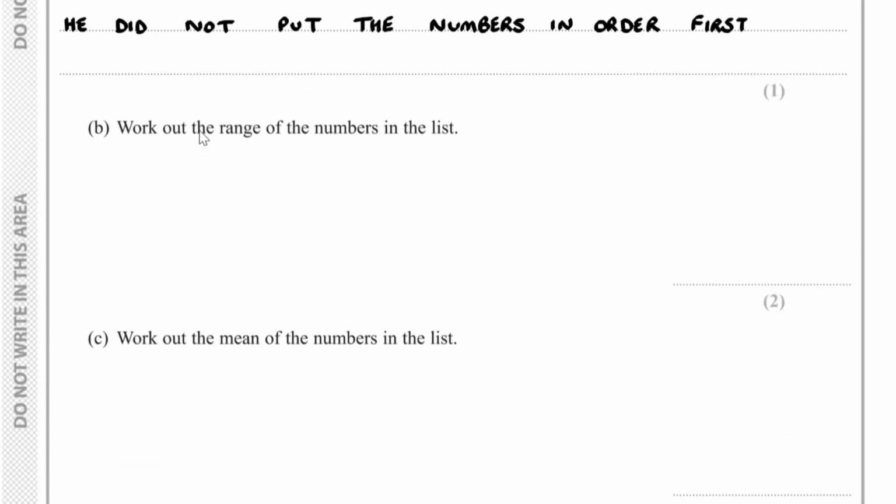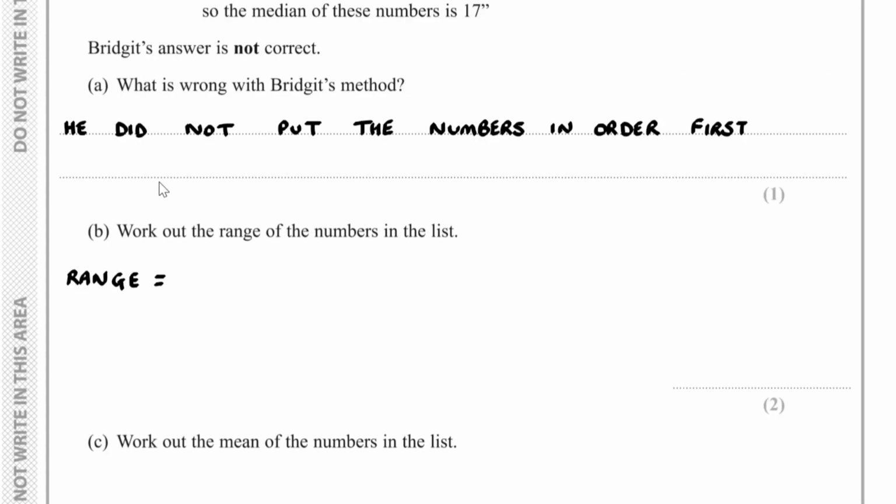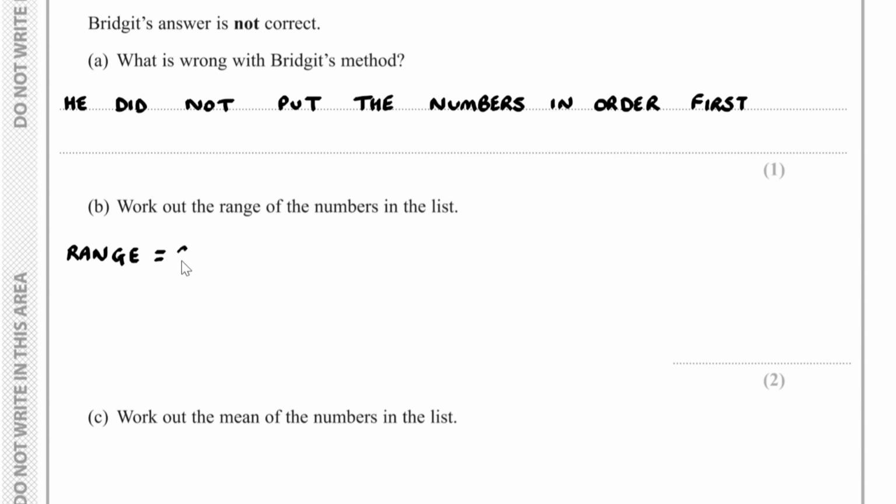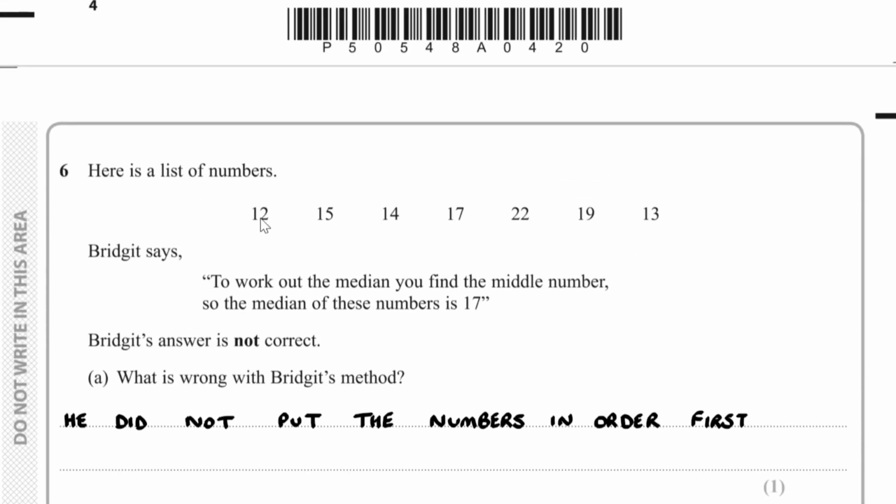Now we have to work out the range. So, to work out the range, that's equal to the biggest number we have, which is 22, and then we subtract the smallest number we have, which is 12.